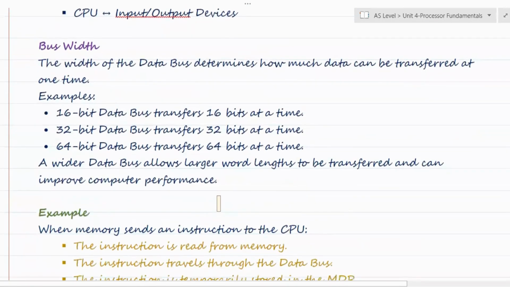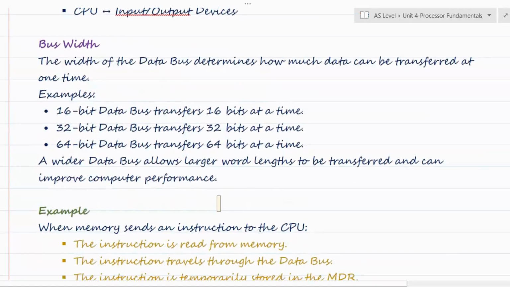The width of the data bus determines how much information can be transferred at one time. For example, a 16-bit data bus transfers 16 bits at a time. A 32-bit data bus transfers 32 bits at a time. A 64-bit data bus transfers 64 bits at a time, and so on. A wider data bus allows larger word lengths to be transferred and can improve computer performance.